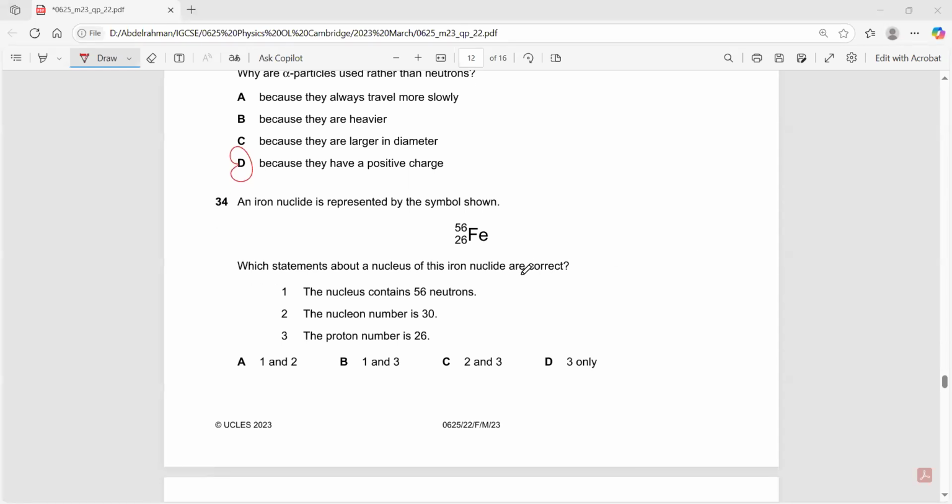An iron nuclide is represented by the symbol shown. Which statements about the nucleus of the iron nuclide are correct? It contains 56 neutrons. Does it contain 56 neutrons? No. Nucleon number is 30? No. It's the neutron number. The nucleon number is 56. Proton number is 26. Yes, it is 26. This is the correct answer.